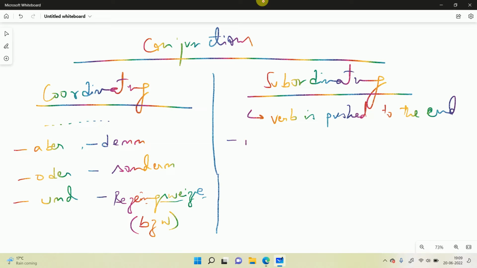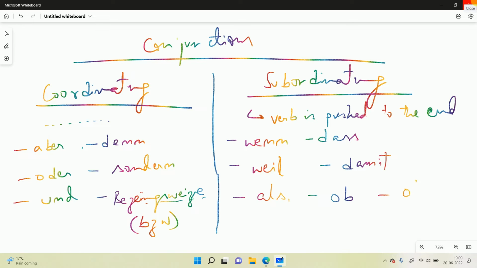So here we start with wenn, then weil. Now remember friends, this is dass, not das. Then comes während. Okay. Then damit, then I will say als, then ob, then obwohl, right? And also please put nachdem. Also, I would request everybody, friends, please take a screenshot right away.